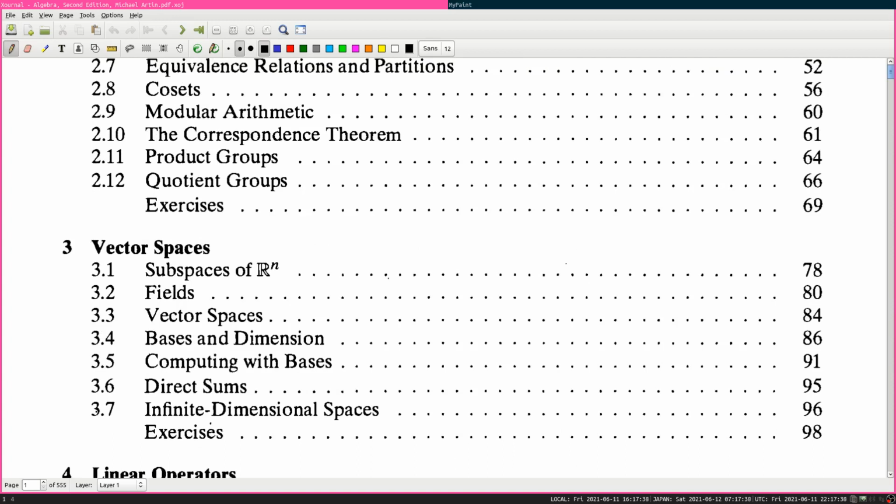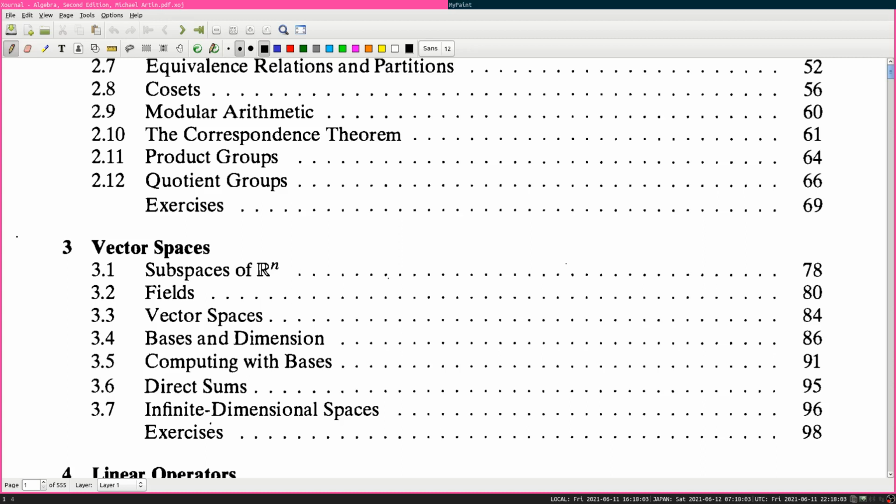Vector spaces, that's more linear algebra. Linear algebra is the study of linear operators on finite dimensional vector spaces, and the idea is that every matrix is a linear operator and every linear operator is a matrix, and there's a one-to-one correspondence. So given a linear operator, there's a unique matrix that corresponds to it, and given a matrix, it's fairly easy to prove that it is a linear operator.